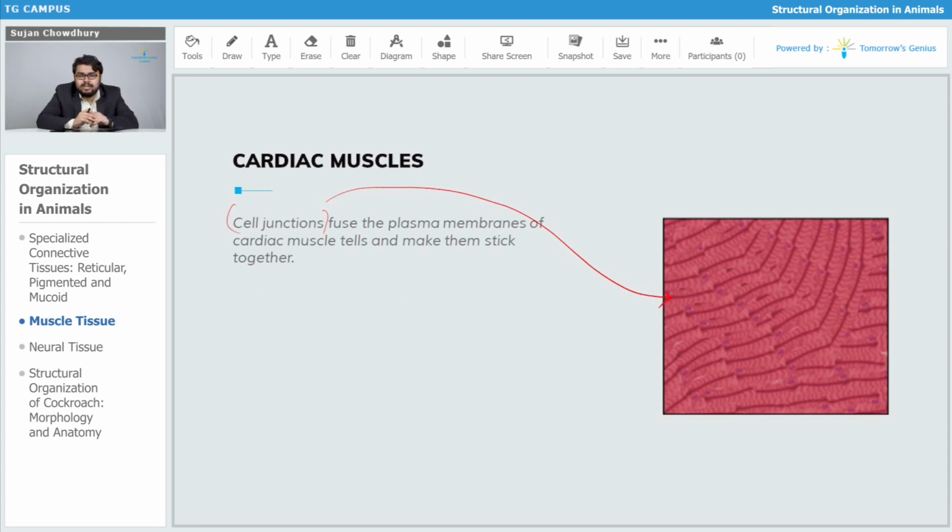The heart has to beat up to 2 billion times in a lifetime without any break. So the cardiac muscles need to be very specialized, as their activity is essential for the healthy survival of a living multicellular body. So these cells have excellent junctions, as they have the plasma membranes fused with each other.